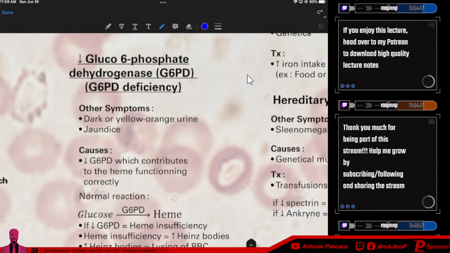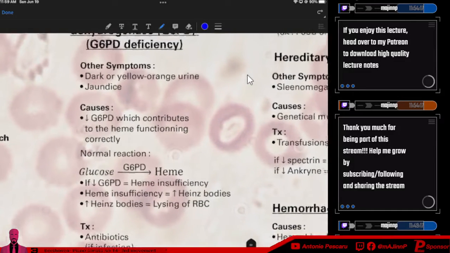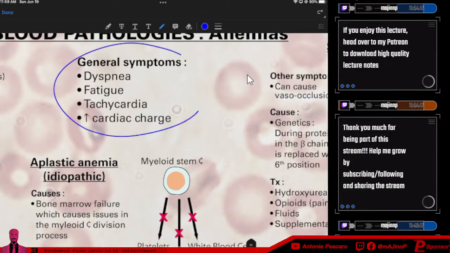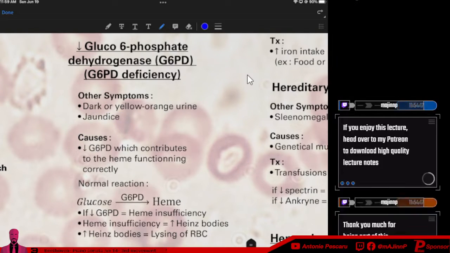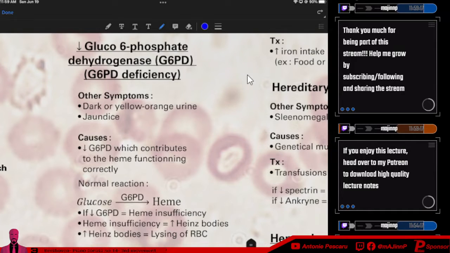Moving on to glucose-6-phosphate dehydrogenase. That's really a mouthful to say, but it's the G6PD deficiency. Other symptoms other than the general ones included here: dark or yellow-orange urine, or jaundice. Jaundice is the yellow pigmentation of the skin. You can generally see it on the face or at the tip of the fingers, but mostly you're going to see it on the face, especially in the eyes. If I'm not mistaken, it's icterus for the eyes. You'd have to correct me on that, but I think that's what it is.